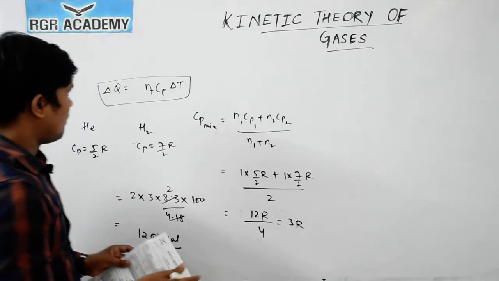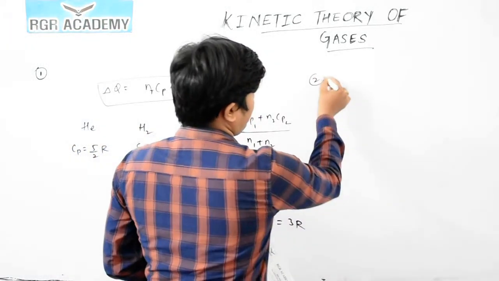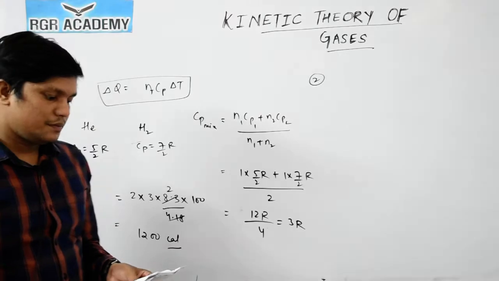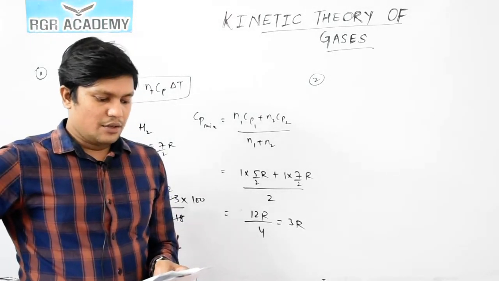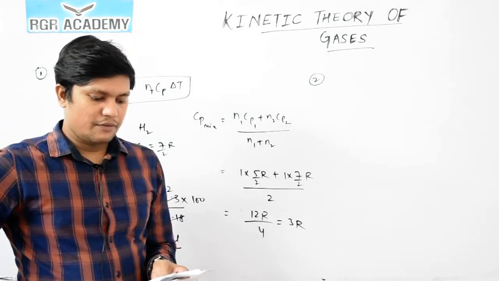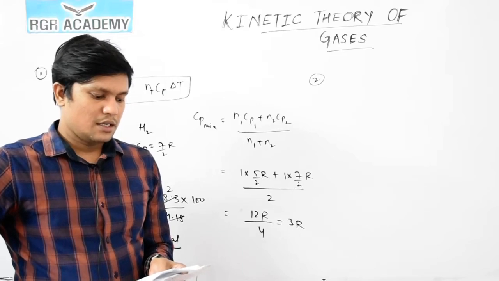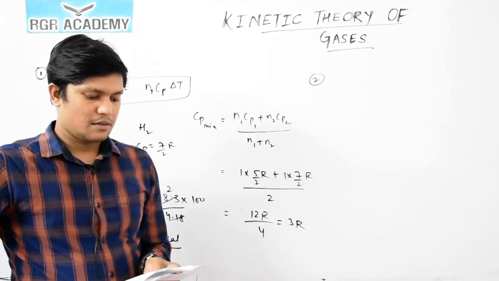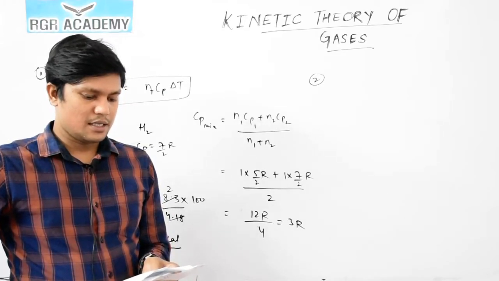Now we will move on to question number 2. In question number 2, at 0 degree Celsius the density of a fixed mass of gas divided by the pressure is X. At 100 degree Celsius the ratio will be.